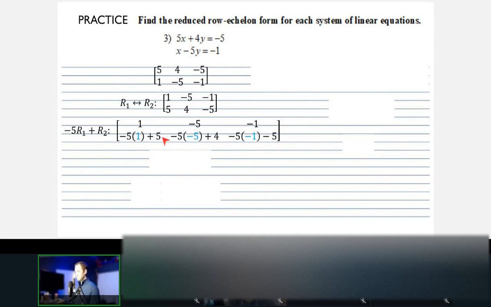So, all of you should probably write it out like I did. Maybe you feel comfortable just doing it in your head, right? -5 times 1 plus 5. -5 times -5 plus 4. -5 times -1 plus -5. But I think writing it out is probably a way to not make mistakes, right?